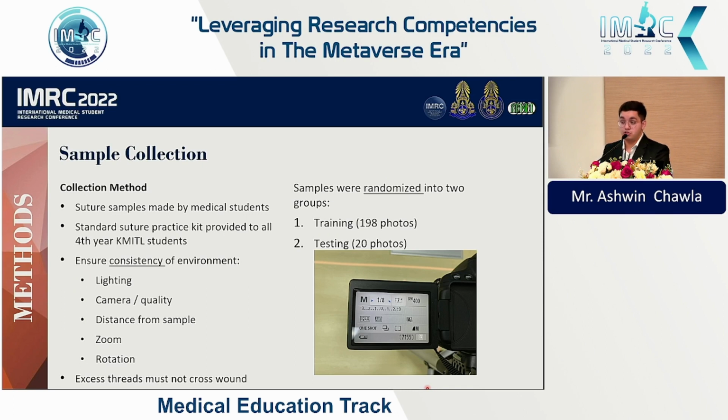Coming into more detail of our sample collection, our collection method is by having suture samples made by medical students, as a standard suture practice kit is provided to all 4th-year KMITL students. And to ensure the consistency of the environment, we made sure that the lighting, camera quality, distance from sample, zoom, and rotation remain the same, so the images are identical. We also made sure that the excess threads did not cross the wound, as the AI might misinterpret it as a suture. After we got our data, we then randomized it into 2 groups, into a training and a testing group.